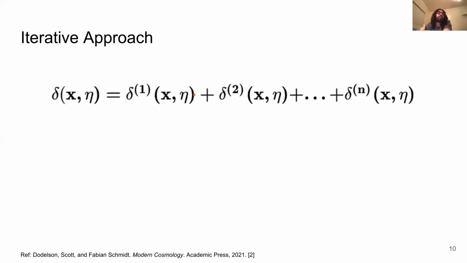So this is what happens when you put this zeroth order solution, first order solution into the equations. We see that we can start to iterate to get these higher order terms. And so what that means is they all end up depending on our linear solution. So we can write all of these higher order corrections in terms of just our linear solution.